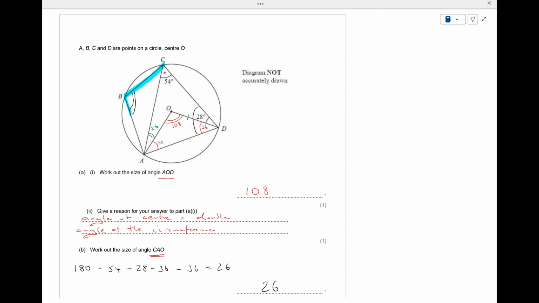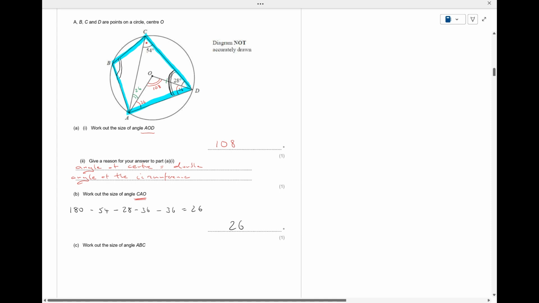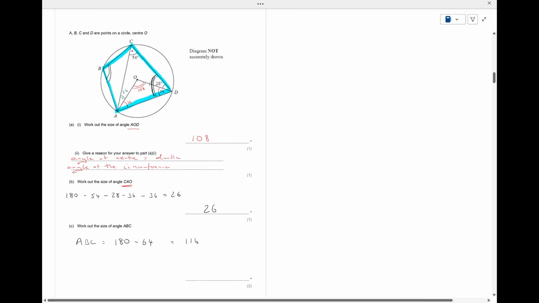Right, here is a cyclic quadrilateral. Opposite angles in a cyclic quadrilateral add to 180. And I know this whole angle here is 28 plus 36, 64. So angle ABC must be 180 minus 64. Gives me 116. That's the end of that question.